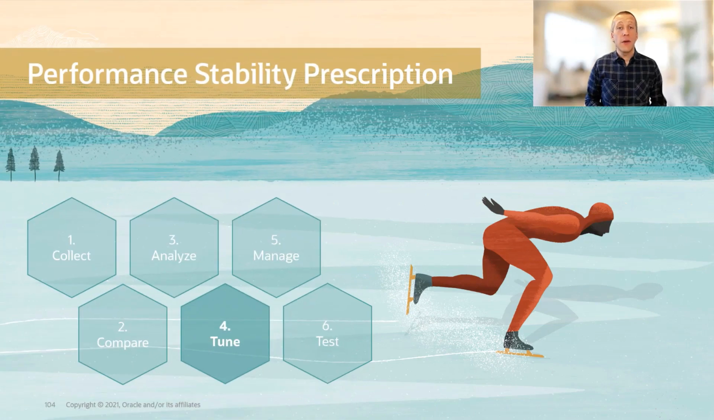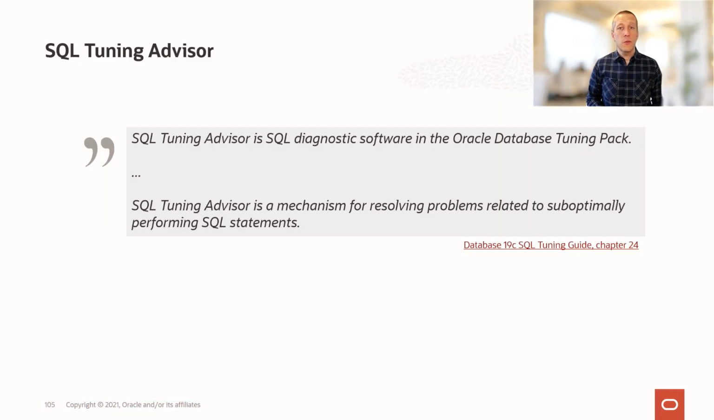Now that we have identified the regressed statements, let's look at how we can improve them and come up with a better plan. We will use the SQL Tuning Advisor for that. It's part of the tuning pack, and it's a way that you can get the database to come up with recommendations that can improve your SQLs.